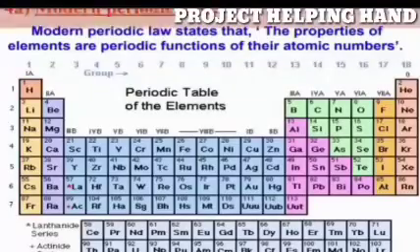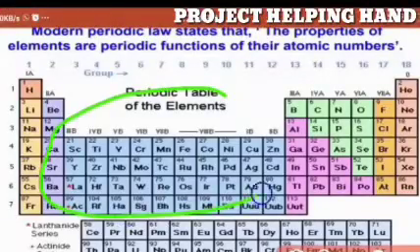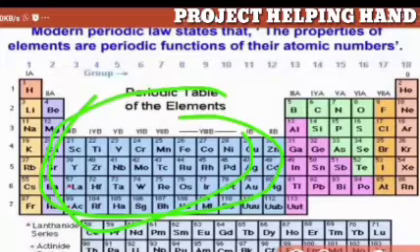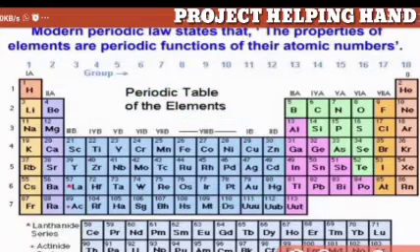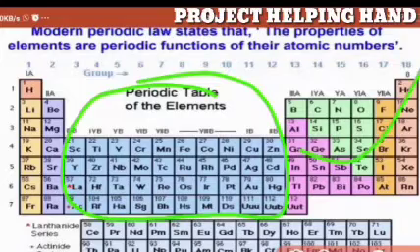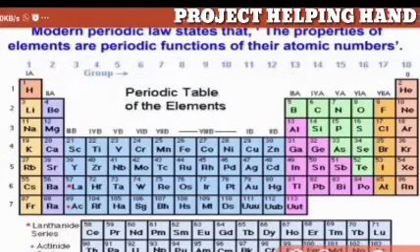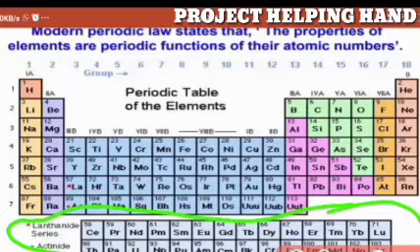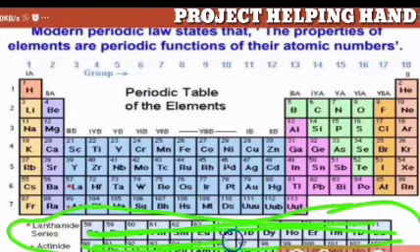If these elements are transition elements, and the others are representative elements, what about this series? The first one is called the lanthanides. All of these are called the lanthanide series, and this one is called the actinide series.